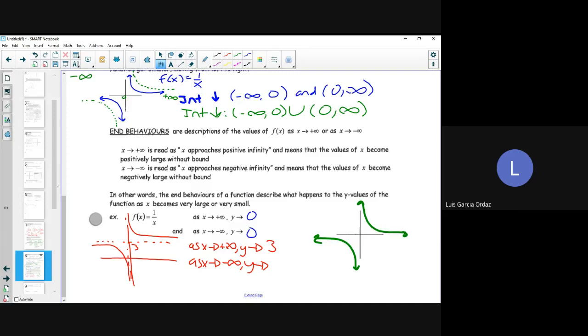As x approaches negative infinity on this side of the graph, y approaches what value? 3. So it keeps going left, left, left. It almost hits 3, but it never actually touches 3. It approaches it. So you are just looking at the arrows of the graph and where they're pointing. So that would be it for end behaviors.